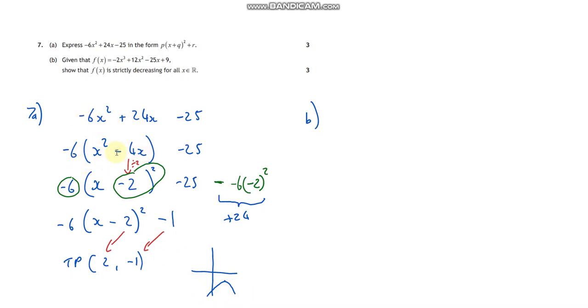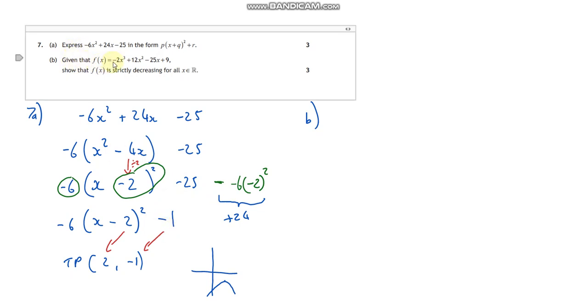So common factor out, halving it, and then you're taking away this thing that you generate. You generate a coefficient of negative 2 squared times negative 6, which you want to get rid of. Okay, and that's why we adjust this number at the end. So, hope that's helpful. This one says, given that f of x is equal to that, show that f of x is strictly decreasing for all values, for all real numbers.